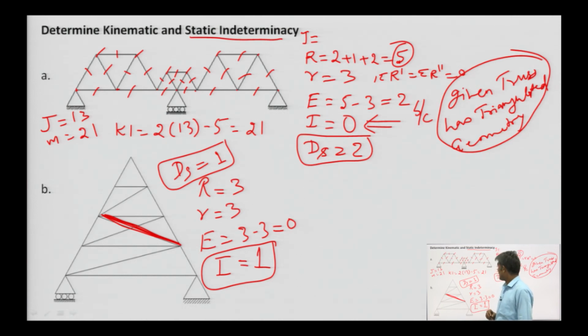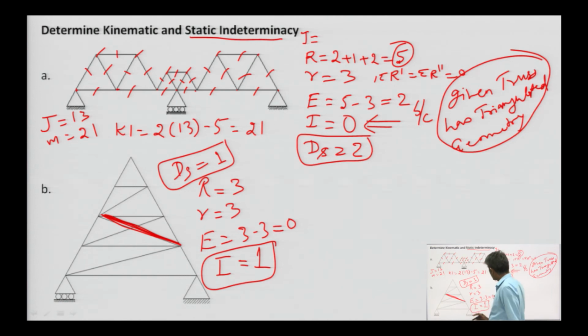If axial deformation is neglected, then what will be the value of kinematic indeterminacy? It will be 21 minus 21 equal to 0. Means 0 degree of kinematic indeterminacy in case of neglecting axial deformation.